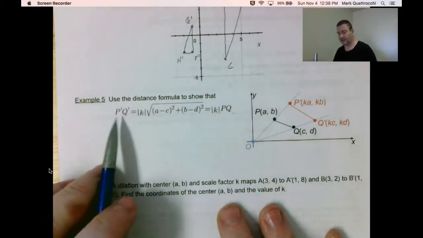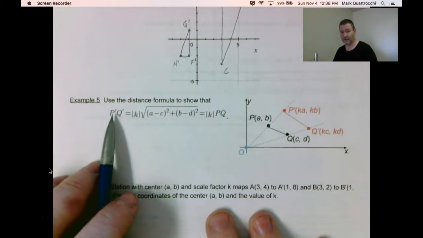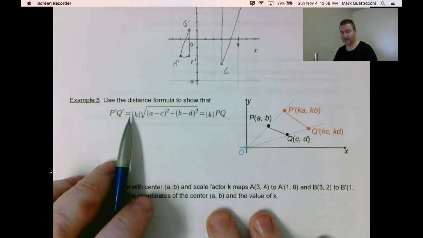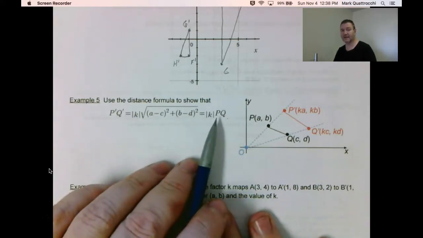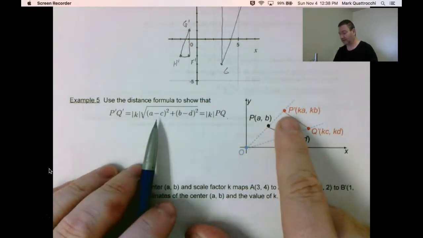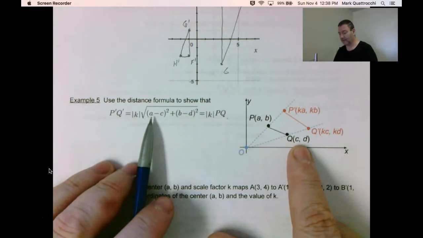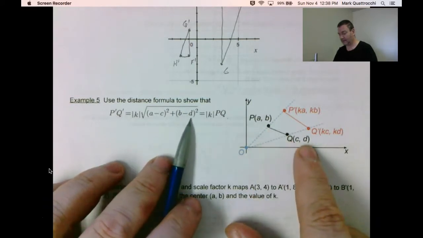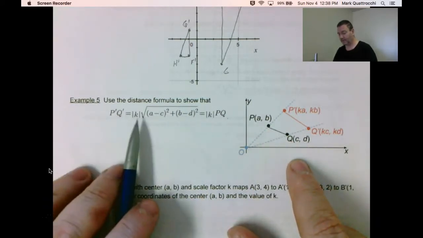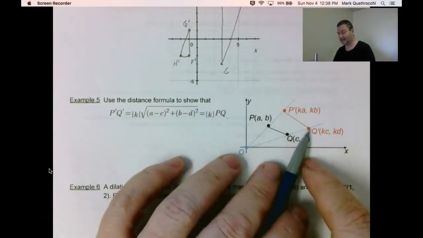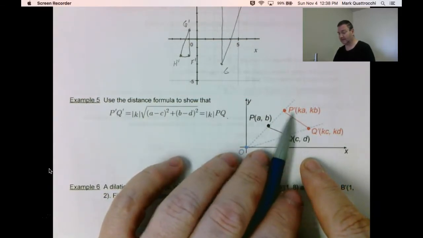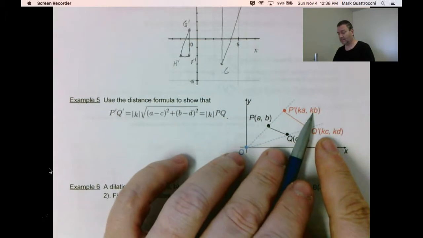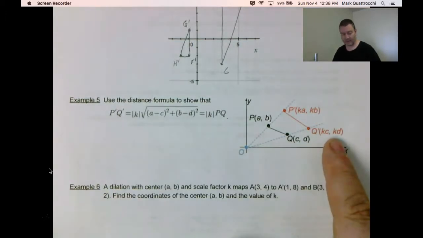Use the distance formula to show that P prime Q prime, the length of segment P prime Q prime, is equal to the absolute value of the scale factor K times the length of segment PQ. Well, segment PQ has these coordinates, A, B, and C, D, so A minus C squared plus B minus D squared is hopefully going to have, after we multiply by the scale factor, the exact same length as P prime Q prime, or KA minus KC squared plus KB minus KD squared. So let's find out.